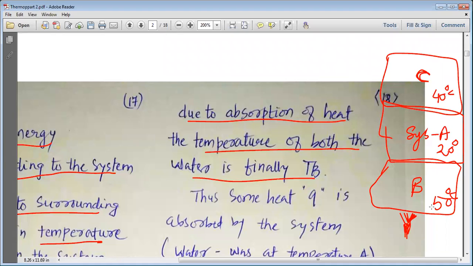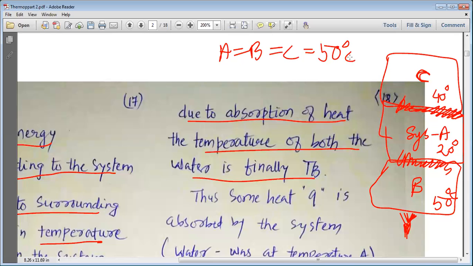And if you keep maintaining this system at 50 degrees centigrade for a longer time, and if all the systems are in contact with each other, they are not insulated, they are in contact with each other and the walls are conducting walls, after some hours you will come to know that all these systems A, B, C will have their temperature at 50 degrees centigrade.